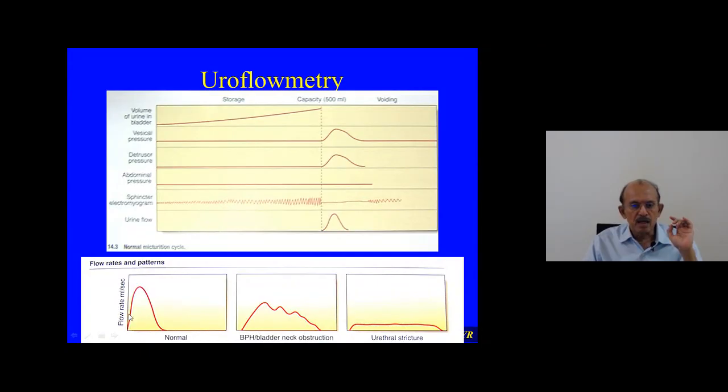So this is the normal uroflowmetry. Initially the pressure or speed is slow, then immediately it attains a peak, then it terminates. In BPH, it will be like this. There will be intermittent ups and downs. In urethral stricture, it is a static low amplitude wave.